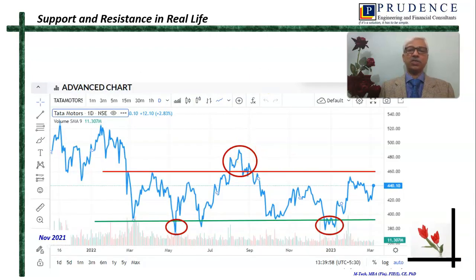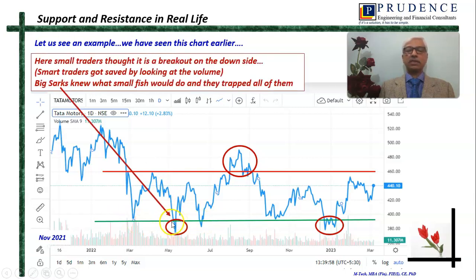Let me explain here with the help of this chart. Okay, we have seen this chart earlier. This is a chart of Tata Motors, a one-day chart on the National Stock Exchange in India. We have discussed this chart earlier. This is the resistance line, this is the support line, and people like you and me are trading within this range. When it comes here we sell, when it comes down here we buy. But sometimes, in this portion, when it goes below the support line, the small fish like you and me will think that it has broken out on the downside, and we will rush to sell out, thinking that it is now going to go down.